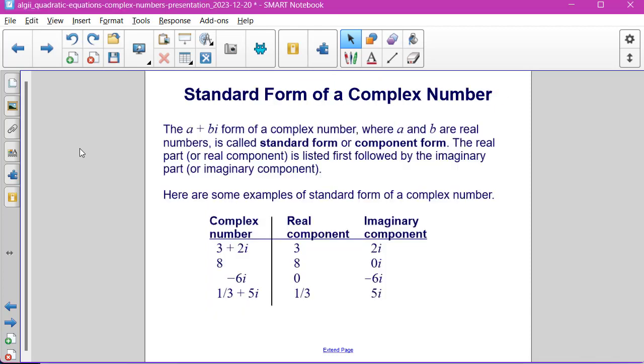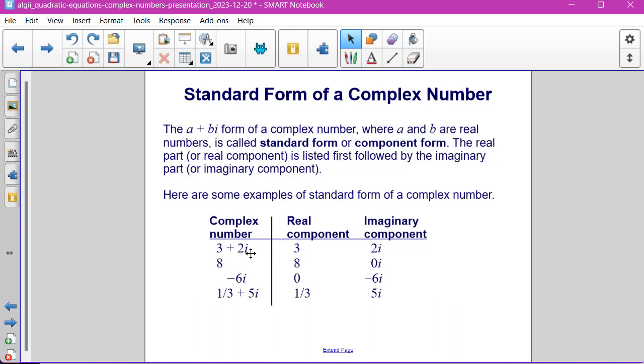Now that we've been introduced to complex numbers, let's talk about their standard form. The a plus bi form of a complex number, where a and b are real numbers, is known as the standard form or component form. The real part, or real component a, is listed first, followed by the imaginary part, or imaginary component bi. And here are some examples.